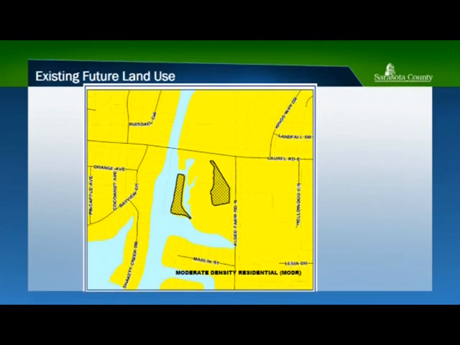And as you can see, everything in that area is designated moderate density residential, which is defined as greater than or equal to 2 to less than 5 units per acre on the future land use map.